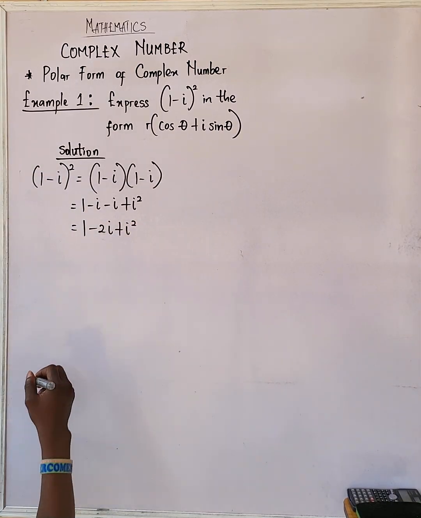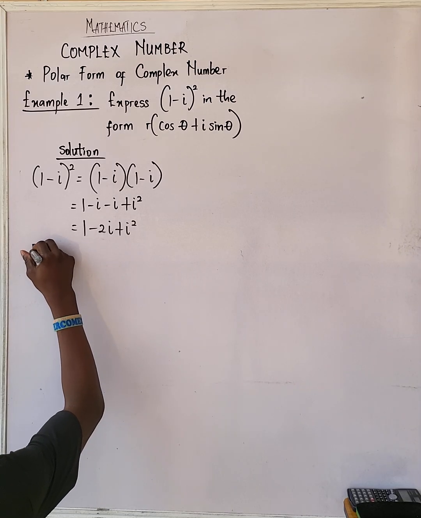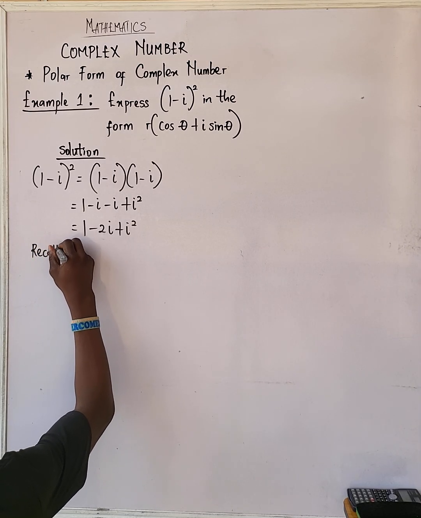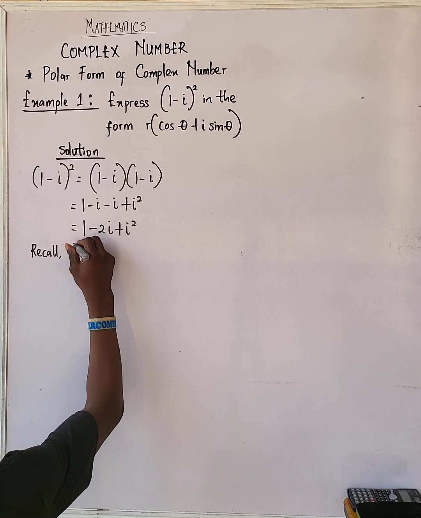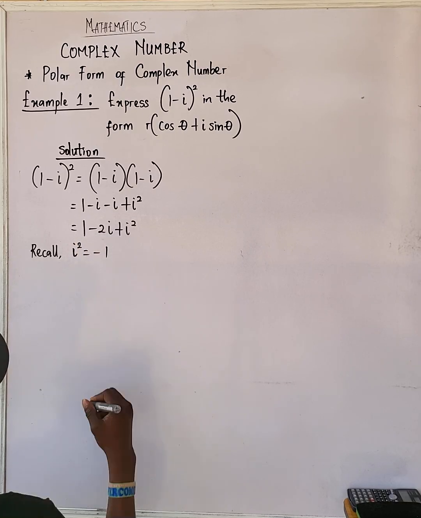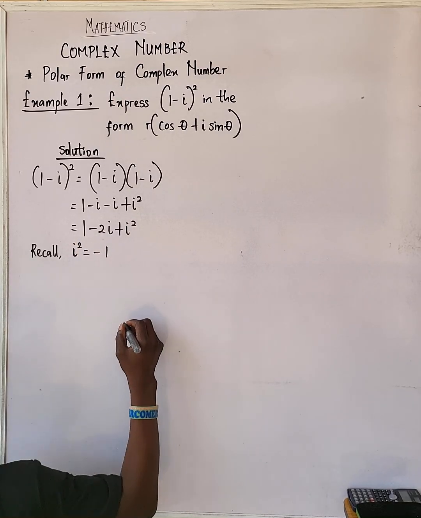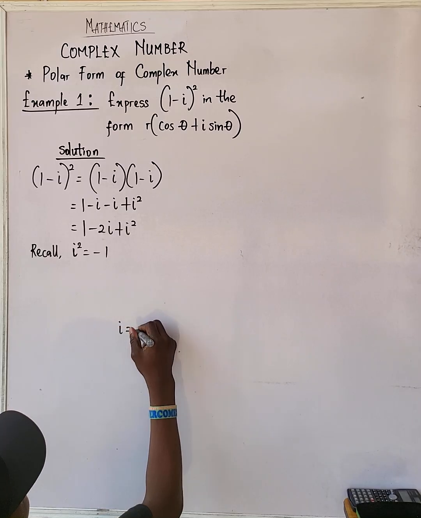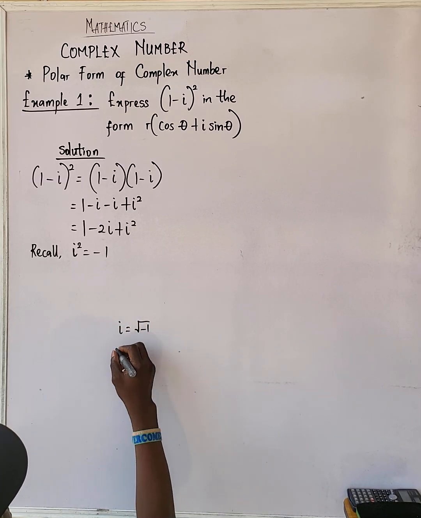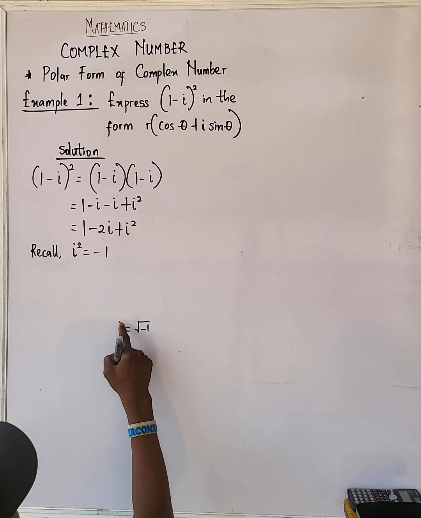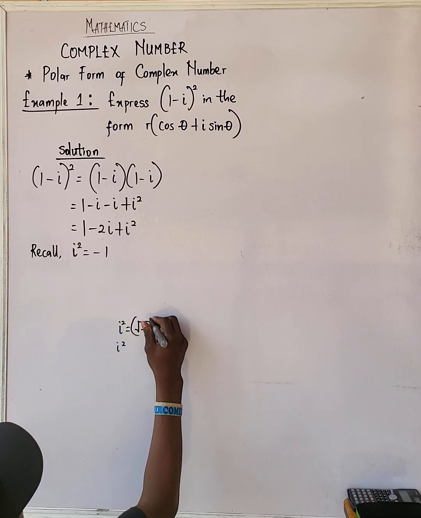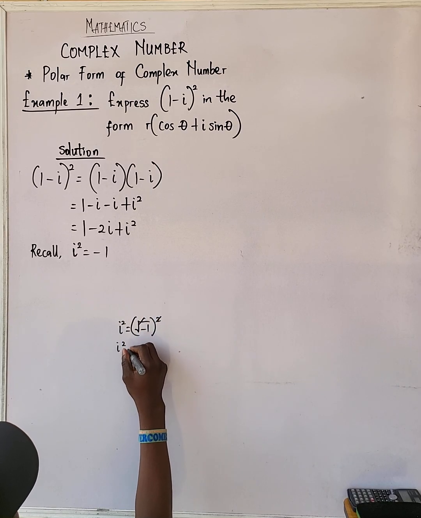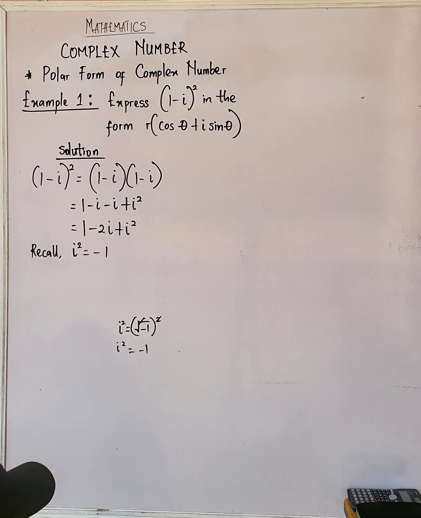Then what do we do? You will recall that i squared is equal to minus 1. In complex numbers, i is the square root of minus 1, so when you square both sides, i squared will be minus 1. Do you understand?